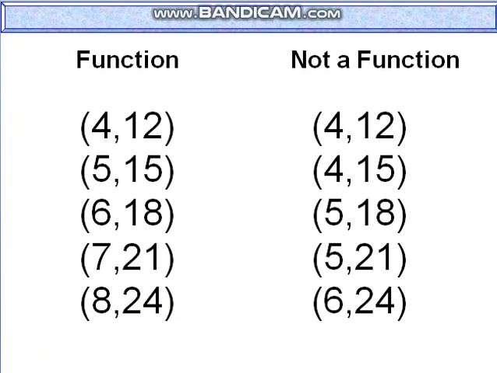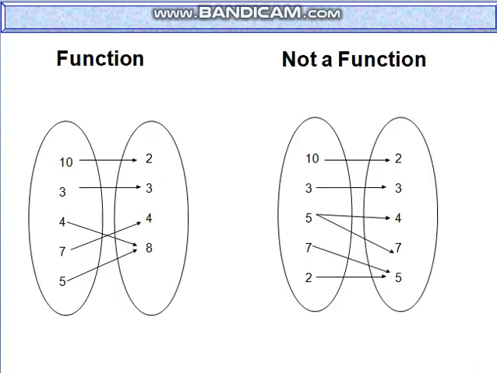Function and not a function. We decide according to the given values or set of values. For example, in a function: 4 connected to 12, 5 connected to 15, 6 connected to 18, 7 connected to 21, 8 connected to 24. Not a function: 4 connected to 12, 4 connected to 15. Here 4 connected to two elements, 12 and 15. Then this is not a function. 5 connected to 80 and 5 connected to 21. Then this is also not a function.